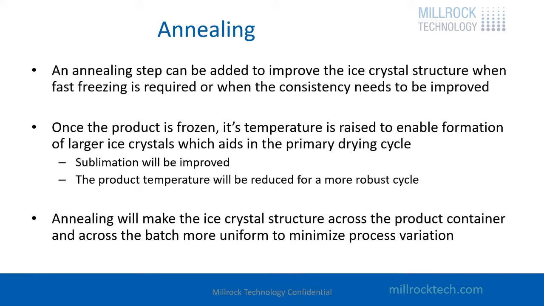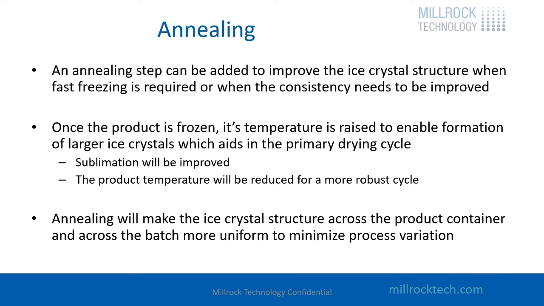Annealing is the process where we increase the product temperature after it's been frozen to a higher temperature, let's say -20 or -15 degrees, hold it there for a period of time, depending on your product, might be 1 to 3 hours, for example. And that allows the ice crystals to grow in size and to make it actually more consistent across the batch. So if you've got variation inside your product, annealing will actually make it more consistent. And then if you have multiple trays or multiple vials, it'll actually make it more consistent across the batch.